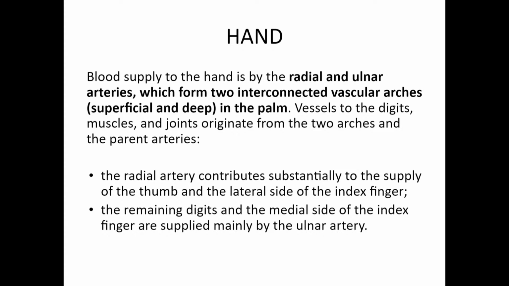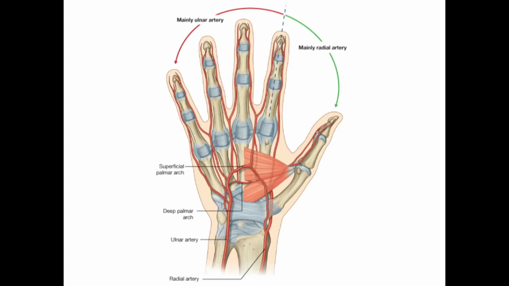However, the radial artery contributes mostly to the lateral side of the thumb, like the whole thumb, mostly the lateral side, and also the lateral side of the index finger. And the other remaining digits are supplied by the ulnar artery. So, this is the photo for that.